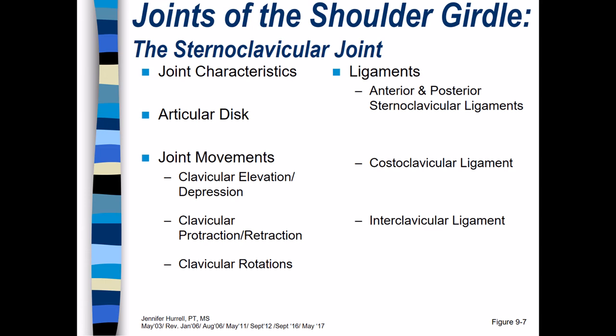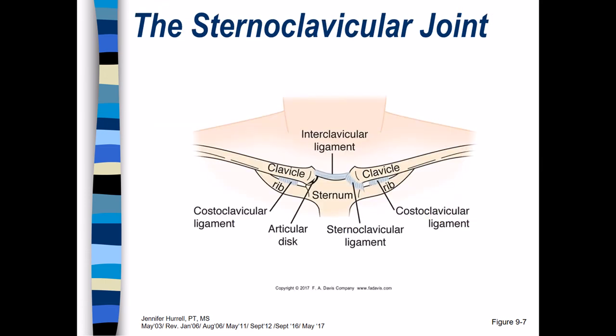All right, we've got a couple ligaments to talk about. We've first got the anterior and posterior SC ligaments. So these are pretty easy. They just run from the sternum to the clavicle on the anterior aspect of the joint. And if we were to flip it over and look at the posterior side, it would look exactly the same. So they simply reinforce the joint capsule and make it a little stronger.